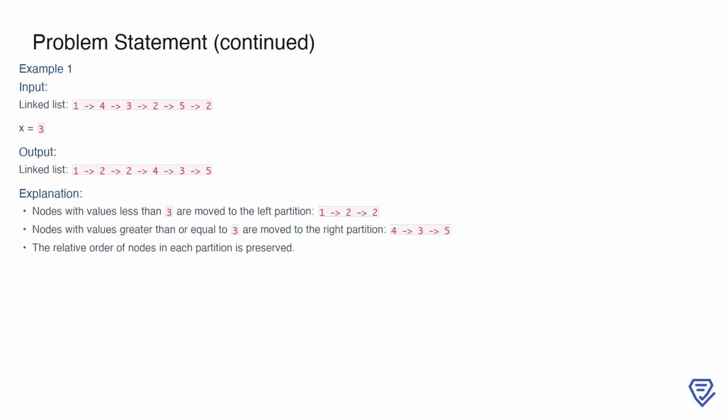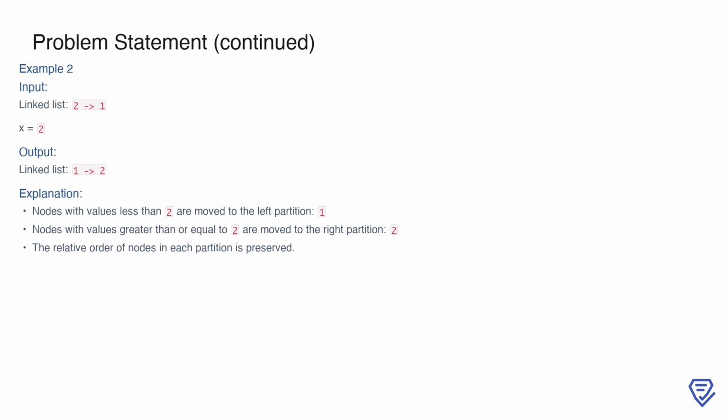Here's an example to understand the concept. Suppose the input linked list is 1-4-3-2-5-2 and the partition value, x, is 3. The output linked list should be rearranged as 1-2-2-4-3-5. The explanation is as follows: nodes with values less than 3 are moved to form the left partition, which includes 1, 2, and 2. Meanwhile, nodes with values greater than or equal to 3 form the right partition, which includes 4, 3, and 5. Notice that within each partition, the relative order of nodes remains unchanged from the input list.